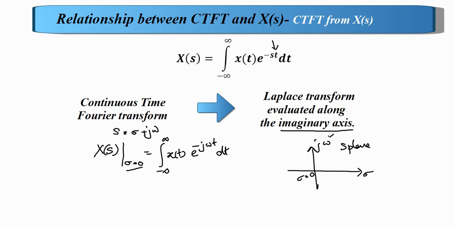So the Fourier transform, the continuous time Fourier transform X of j omega, is equal to X of s evaluated when sigma is equal to 0. So we will get the continuous time Fourier transform. This is the basic theory related to the Laplace transform.